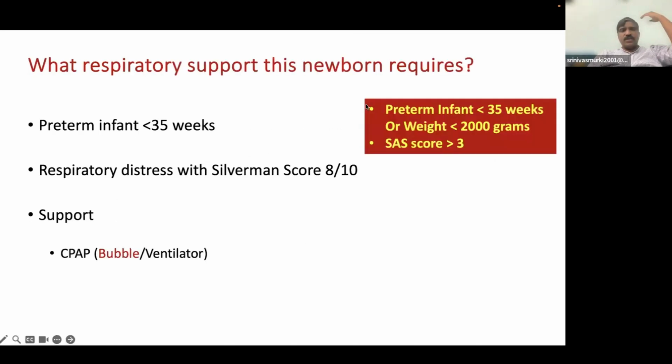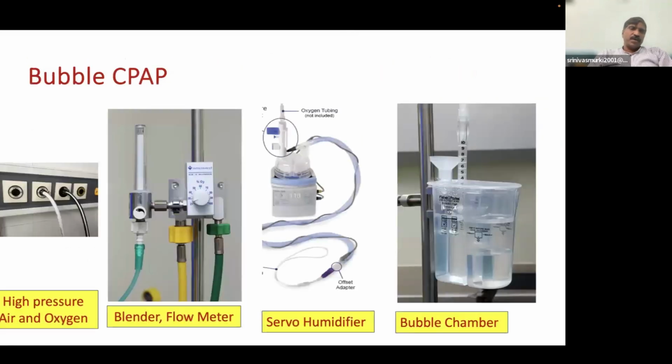So since this baby was less than 35 weeks, had a Silverman score more than 3. So this means, although this baby had 7/10, Silverman score more than 3, this baby is an ideal candidate for starting on CPAP. So CPAP can be given either through bubble or ventilator. We prefer bubble for cost-effective reasons. So all babies less than 35 weeks, less than 2 kg, if SA score is more than 3, we prefer to give bubble CPAP. So now what do you require to give bubble CPAP?